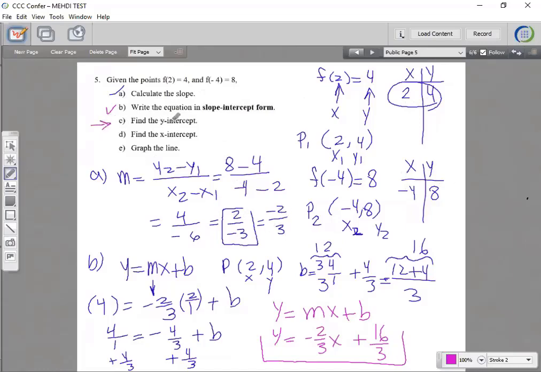Next one asks you to find the y-intercept. For the y-intercept, you let x equal to 0 and solve for y. If I let x equal to 0 in this equation here, y would be 16 over 3.